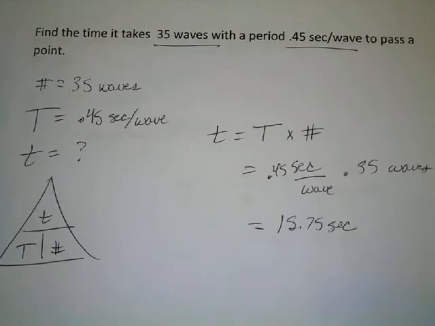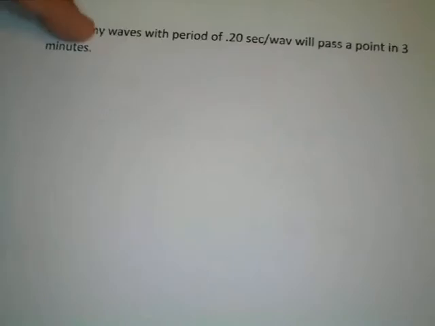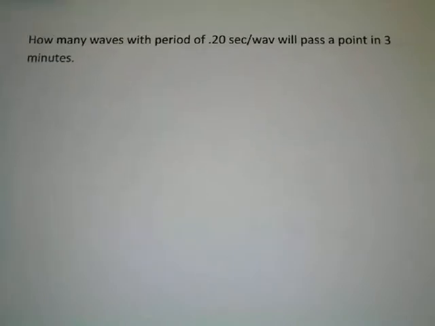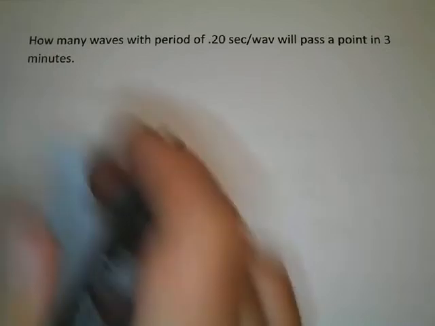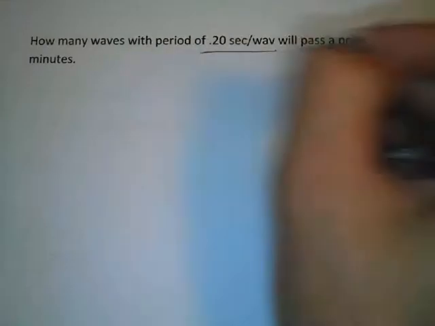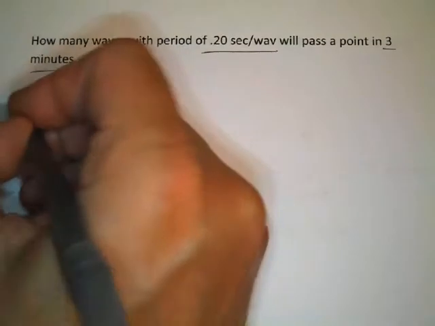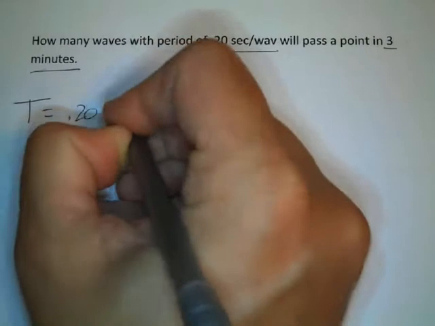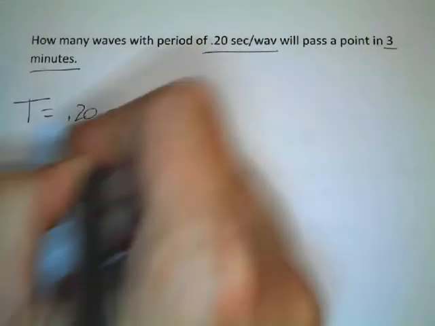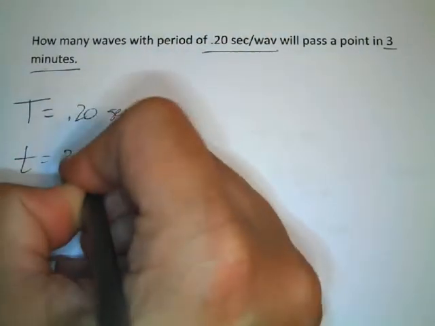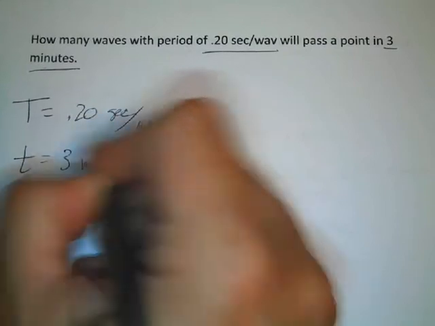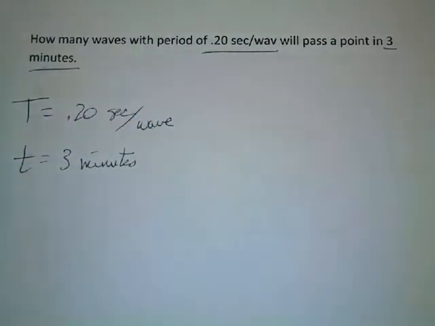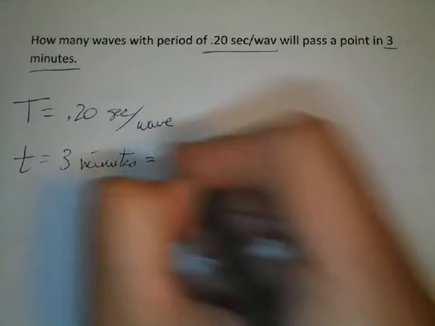All right, last example. How many waves with a period of 0.20 seconds per wave will pass a point in 3 minutes? So again, what's given? I'm given a period of 0.20 seconds per wave, and I'm given a time of 3 minutes. But again, I don't want time to be in minutes, I want it to be in seconds, so I need to convert that to seconds. 60 seconds in a minute times 3 minutes is 180 seconds.